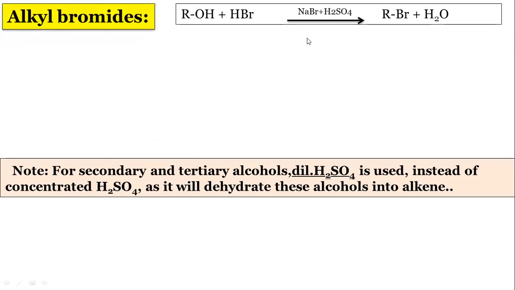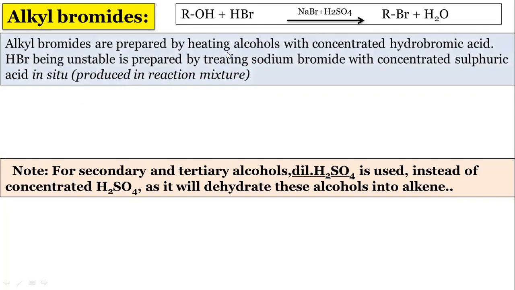Alkyl bromides are prepared when HBr is added, but like HCl, we can't store this HBr in a bottle because HBr is unstable. HBr is unstable, so it is prepared at the time of reaction only.